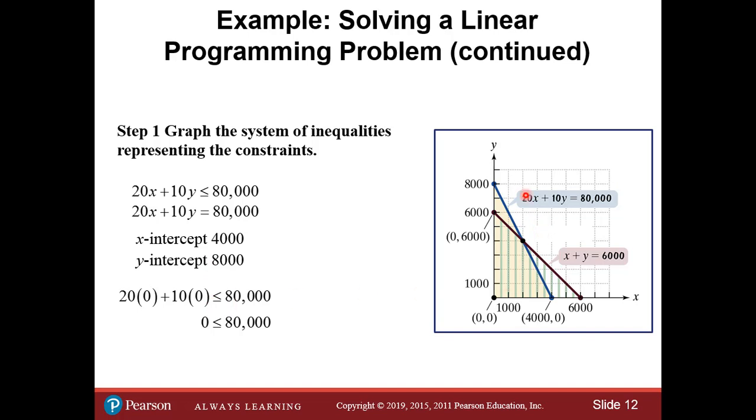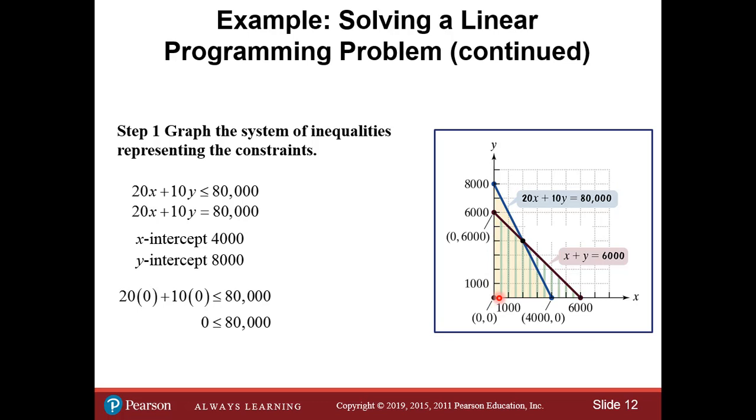So here, there's our line, and we're going to be underneath, so we're going to shade below. Now, obviously, we're not going to go below x equals 0. It doesn't make sense to have negative bottles of water or a negative number of first aid kits. So we're going to be only in the first quadrant.